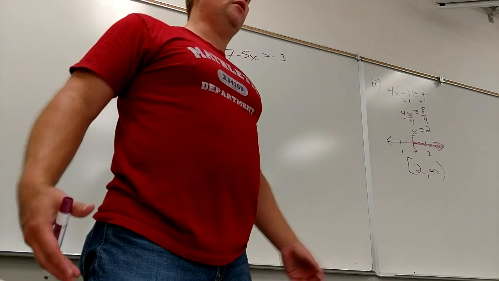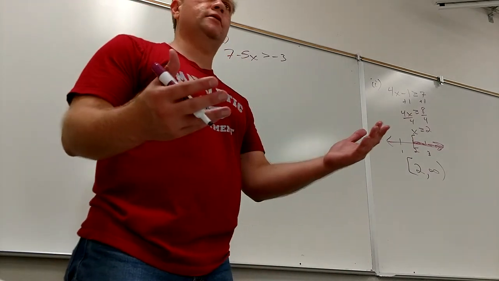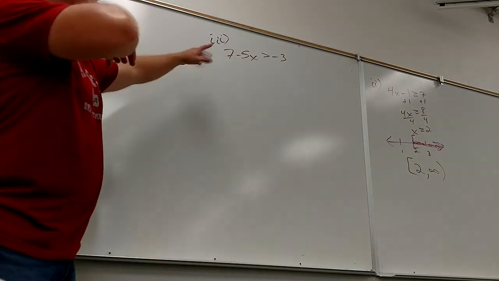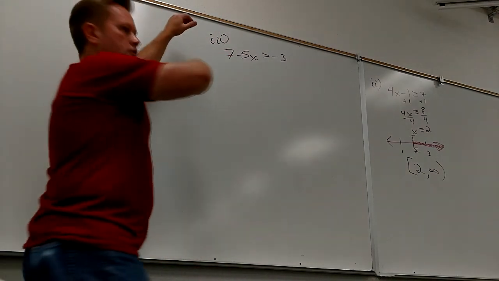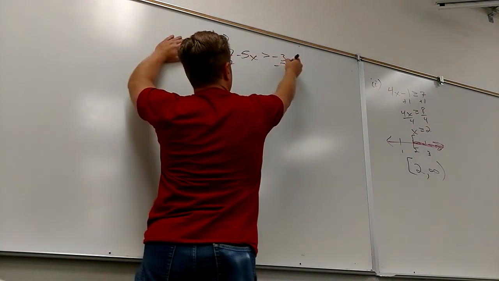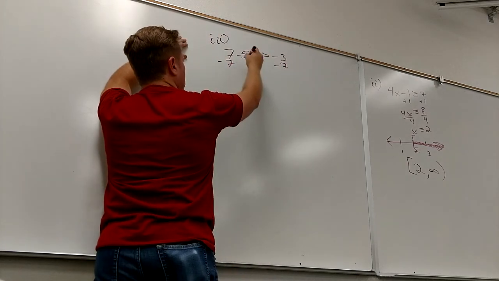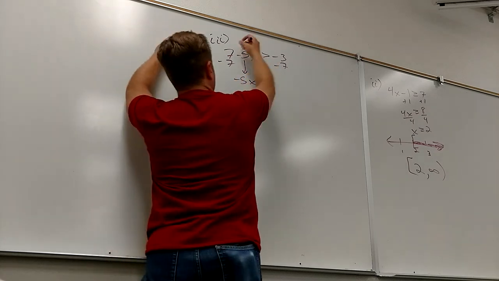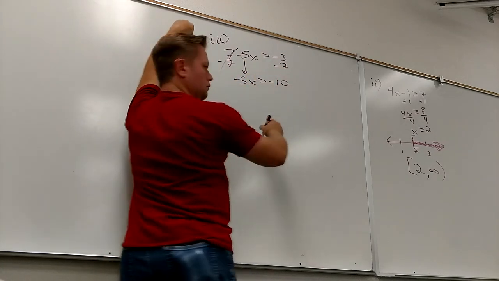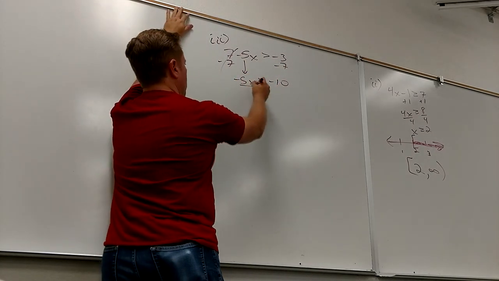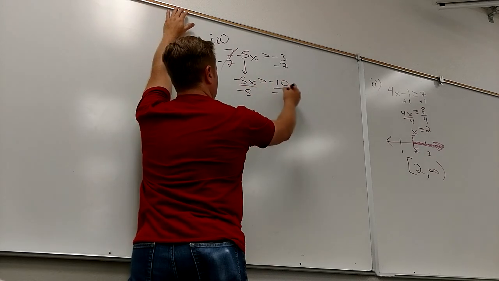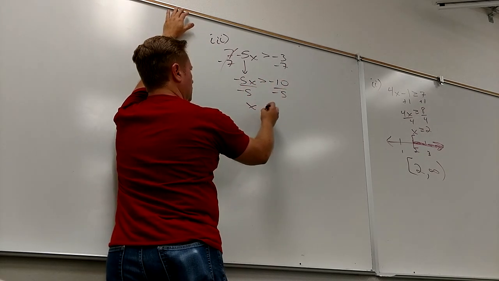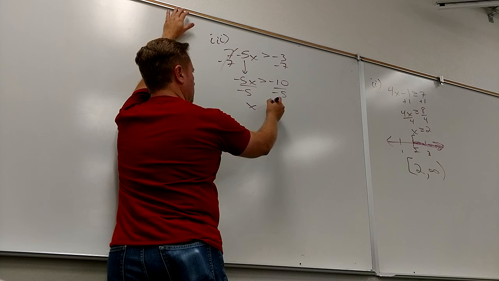So the solving part, for the most part, is the same exact thing as solving equations. What would you do first? Subtract 7. I like it. Get the thing with your x in it by itself. So what do you get here? Negative 10. Divide by negative 5. So the x is 2.